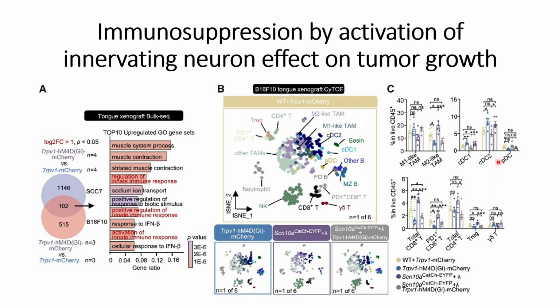So I hope you understood how this immunosuppressive environment affects tumor growth through the activation of innervating neuron. If you need to understand more about this topic in detail, you can go through the reference that has been provided in the description.